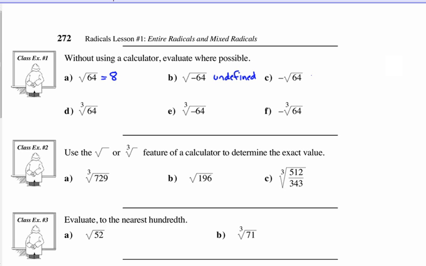Negative square root of 64 is the same thing as negative times 8, or negative 8. The cube root of 64 is 4, since 4 times 4 times 4 is equal to 64. The cube root of negative 64 would be negative 4, since negative 4 times negative 4 times negative 4 equals negative 64. And the last one is the negative cube root of 64, so we have negative times 4, or negative 4.